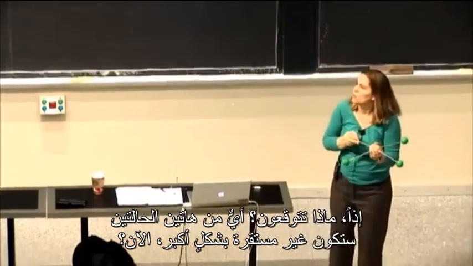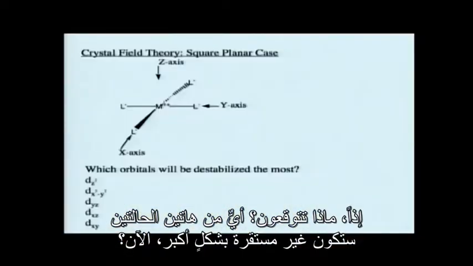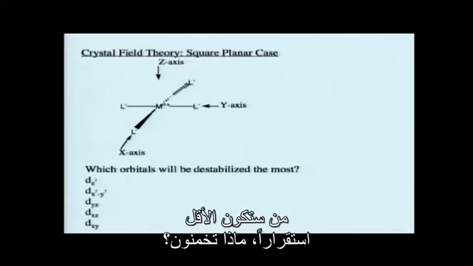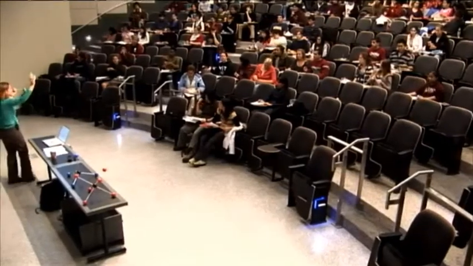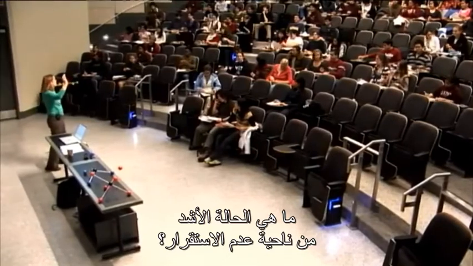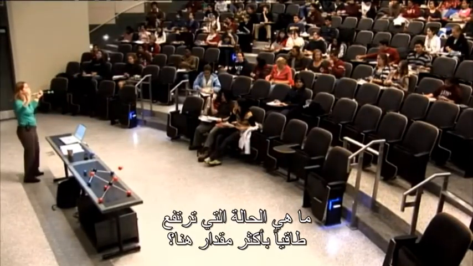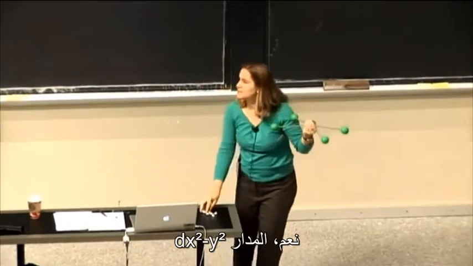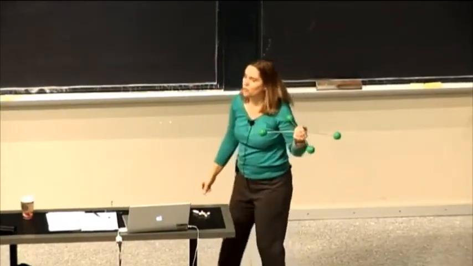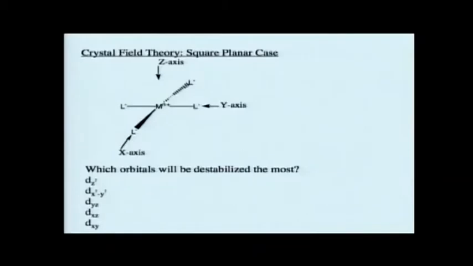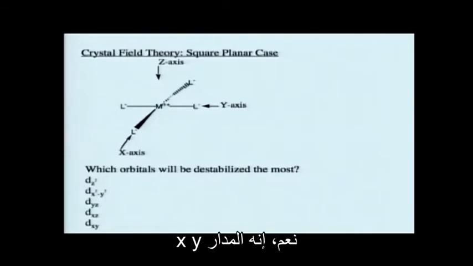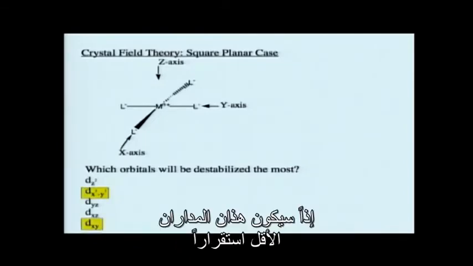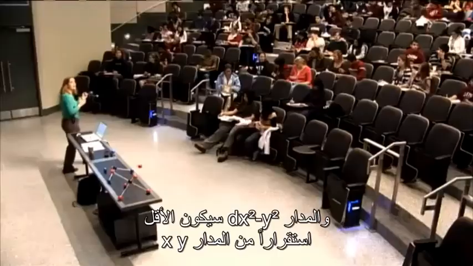Which two of these will be the most destabilized now? What would be the most destabilized? What do you guess? You can hold up your little sets here. What's the most destabilized? What's going to go up the most in energy here? Yeah, dx squared minus y squared. What do you predict might be next in terms of most unfavorable? Yeah, the xy one.